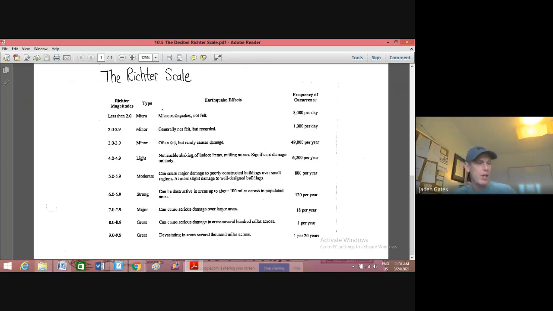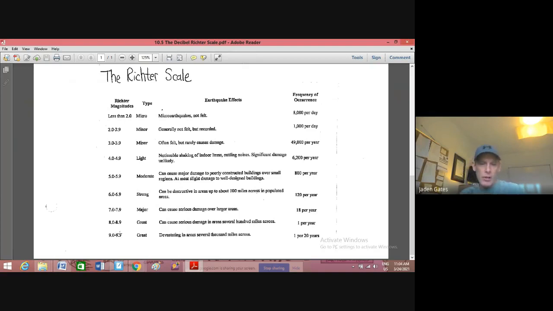A friend of mine taught in China. They have these on a daily basis. Sometimes they don't even know it's happening unless they look at their water bottle and it's shuffling around a little bit. But now look at something like a 6 to 6.9. It's strong, and can be destructive in areas about 100 miles across. Then you get to a 7 to 7.9, which can cause serious damage over large areas.